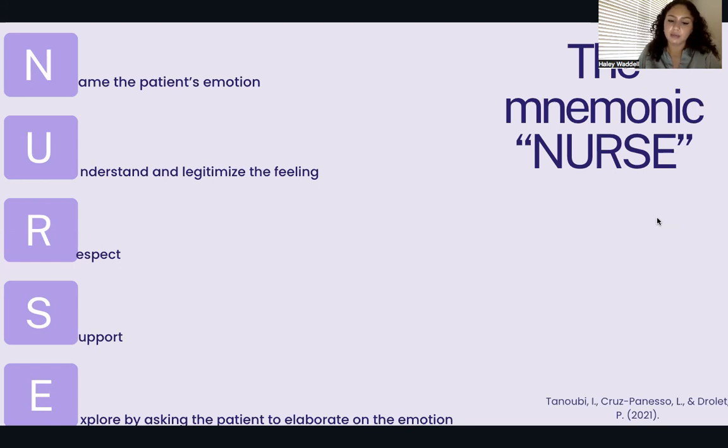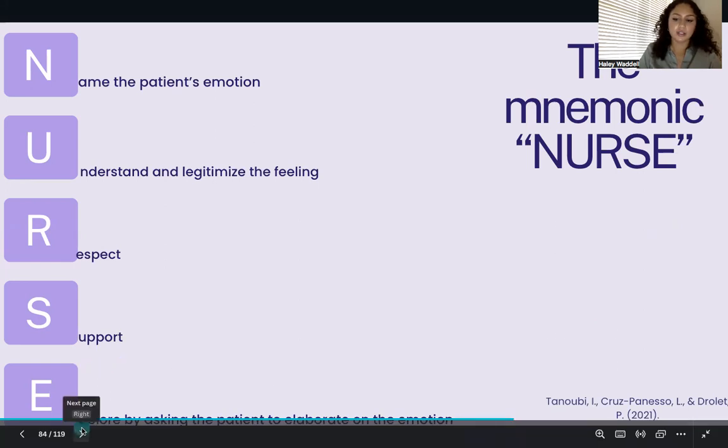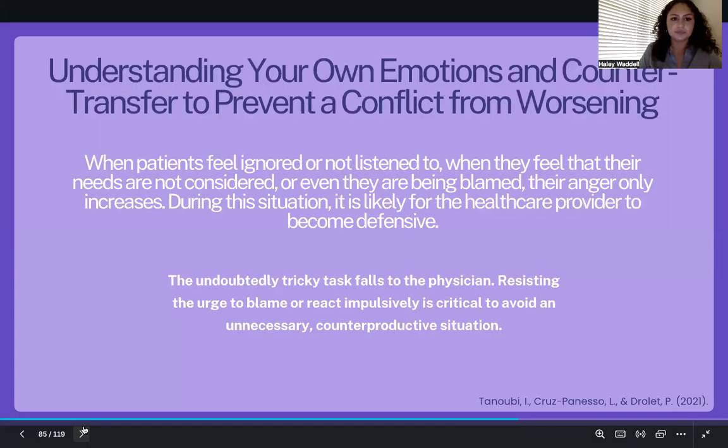And then explore by asking the patient to elaborate on the emotion. You know, okay, so why do you feel like this? What would make it feel better? What would you like to do? Problem solving, while still acknowledging their emotions. They don't want to be dismissed.